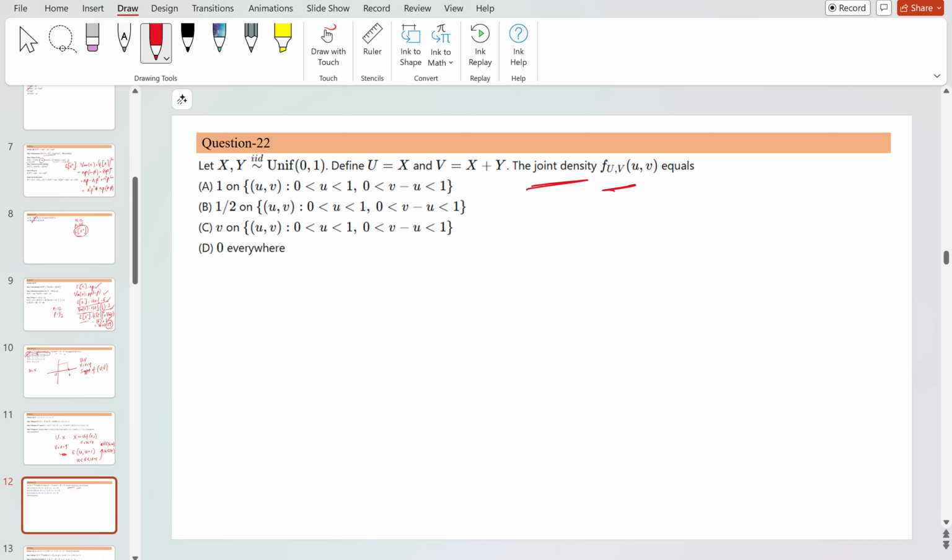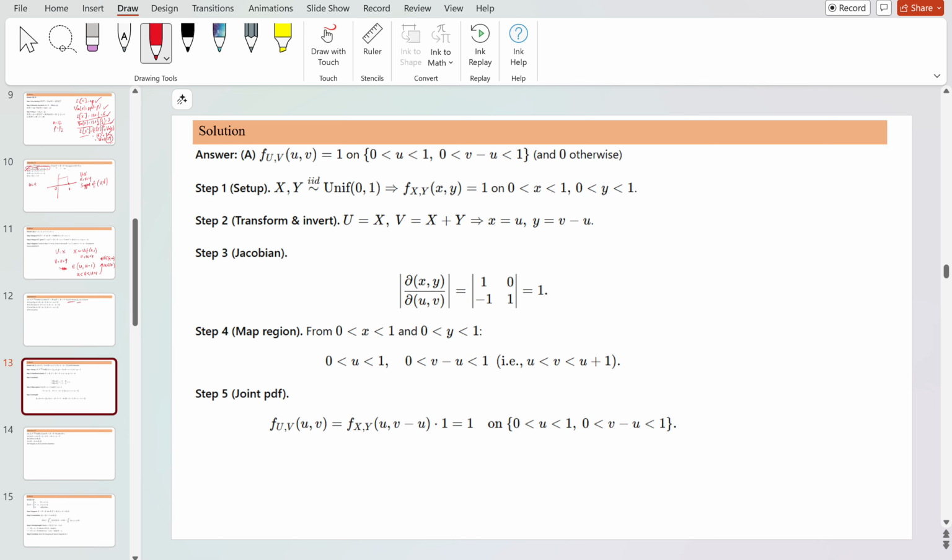Okay, let me explain this problem. It is saying that X and Y are uniformly distributed on 0 to 1, and U is given as X and V is X plus Y. It is asking for the joint density function of U and V. To solve this problem, since it is a uniform distribution, U belongs to between 0 to 1.